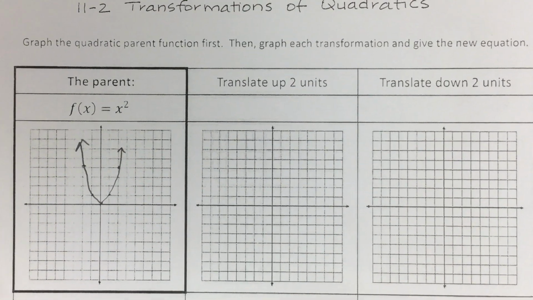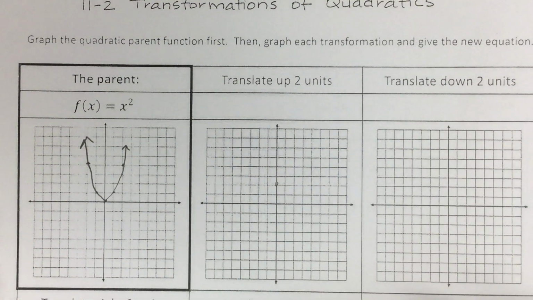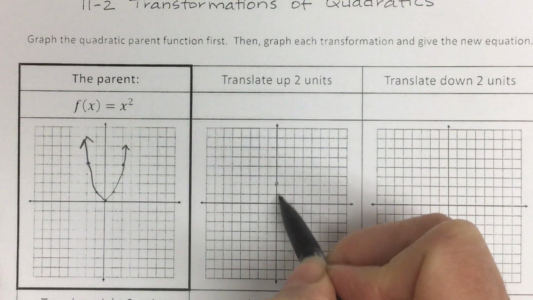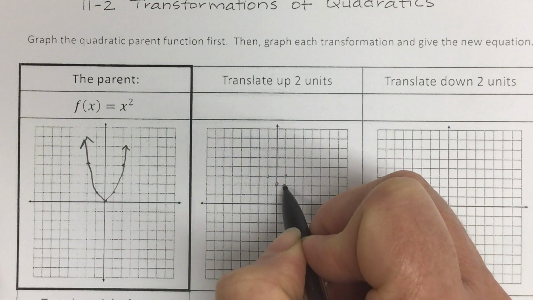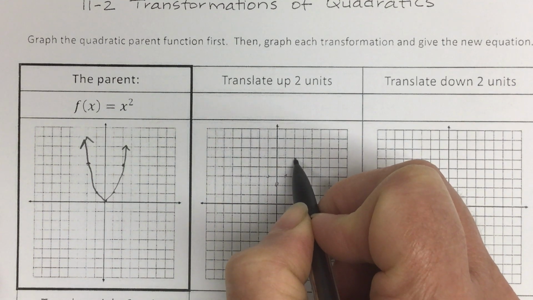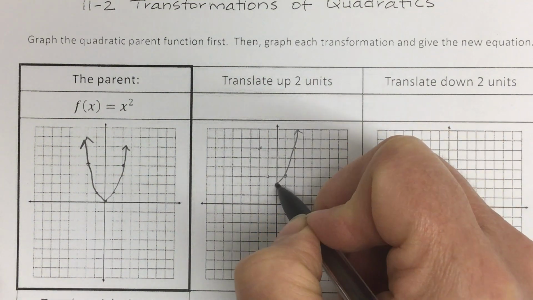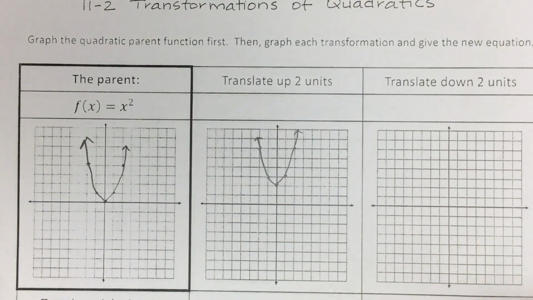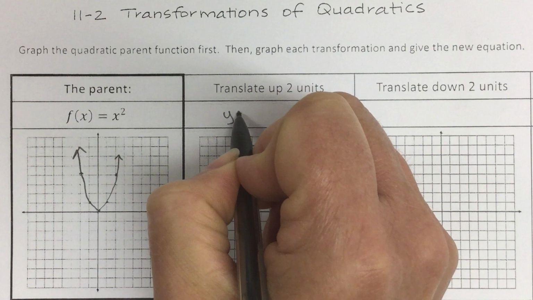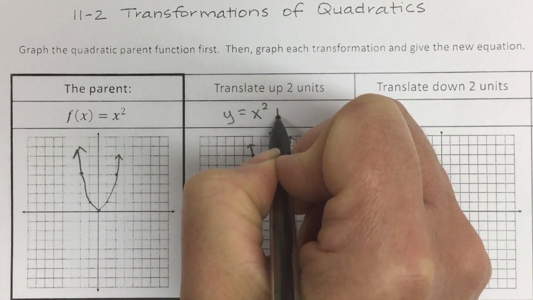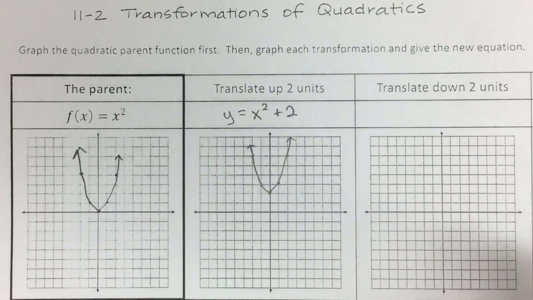Okay, to translate it up 2 units, we're going to go up 2, and that's where our vertex is going to be. This vertex is at 0, 0. We're going to move it up 2. From there, you go over 1, up 1 on each side, over 2, up 4 on each side. So that graph would look like that. And from the rules that you did in your packet, you might remember that that is y equals x squared plus 2. When you add a number to the outside, it moves it up.